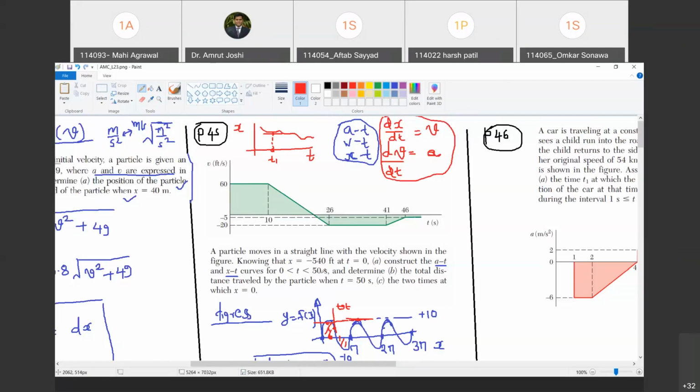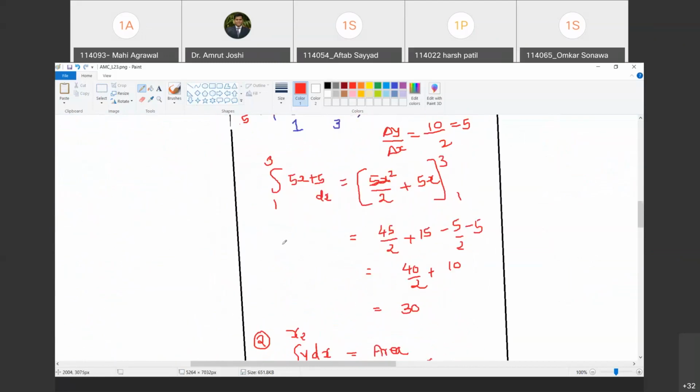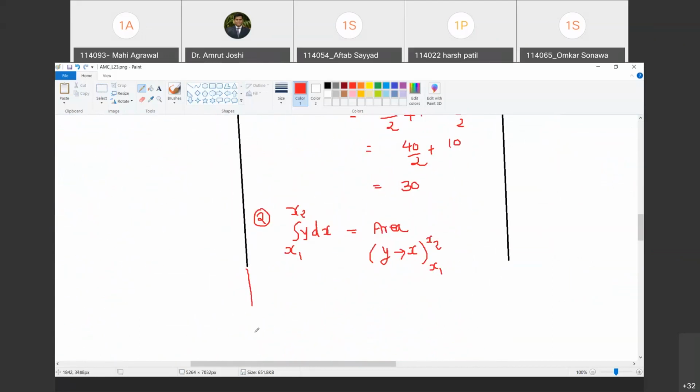What are we going to do first? The first thing that we are going to do is calculate the total distance traveled by the particle when time is equal to 50 seconds. Are you with me? Yes, sir. We have to calculate the total distance traveled. So the digression is complete now, and we are now solving the problem. Let me write down the solution.